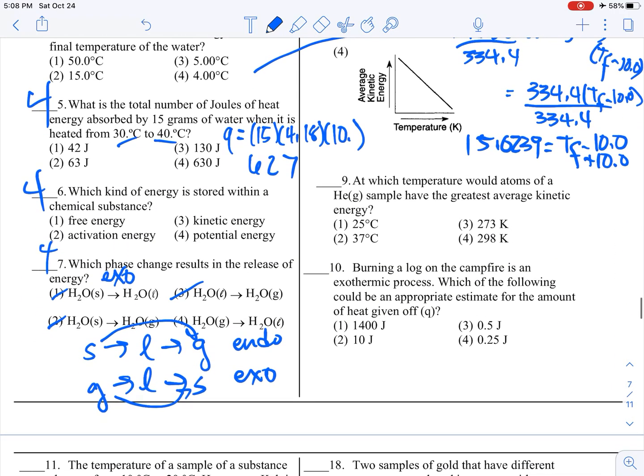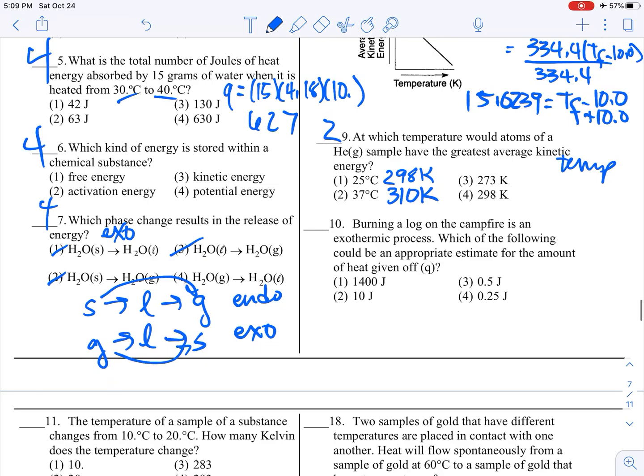At which temperature would atoms of helium gas sample have the greatest average kinetic energy? So again, we're looking for temperature. But here's the problem. We're dealing with apples and oranges. We're dealing with Celsius and Kelvin. So I'm going to add 273 to 25, and I'm going to get 298. And I'm going to add 273 and get 310. Now that I have 4 temperatures in the same scale, it's easy to see that it's choice 2.